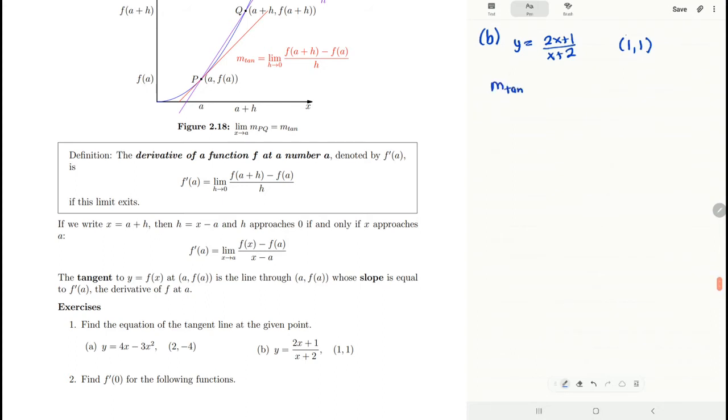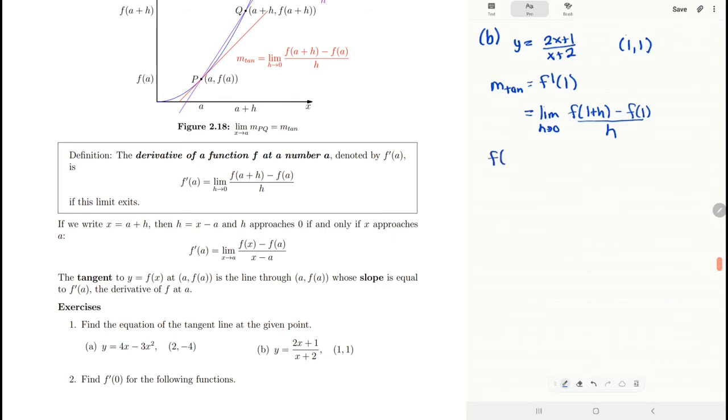So to find the equation of the tangent line, we need to find the slope and a point that's on the line. Since we know that the point is (1, 1), all that we need is the slope of the tangent line. And so the slope of the tangent line is the derivative of f at 1. So this is the limit, as h goes to 0, of f(1 + h) minus f(1), all divided by h.